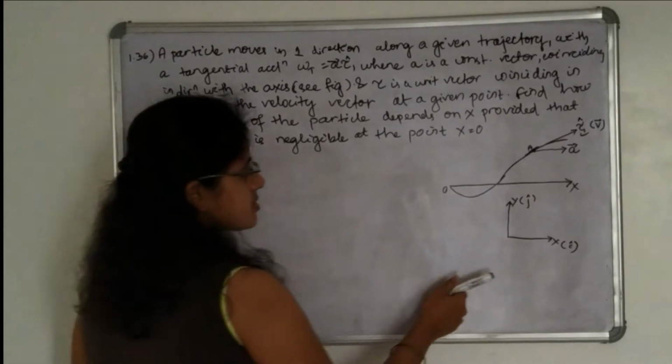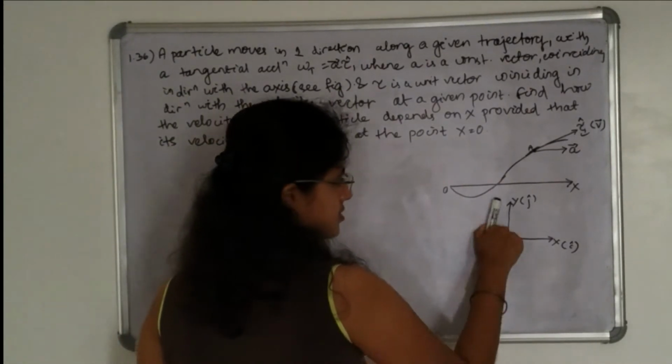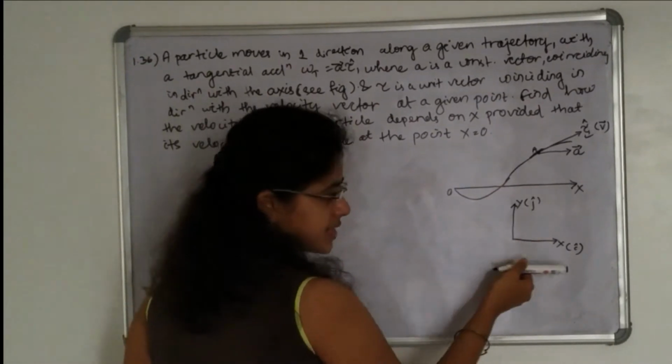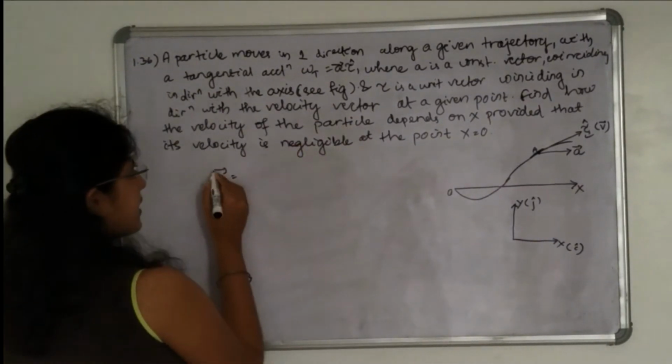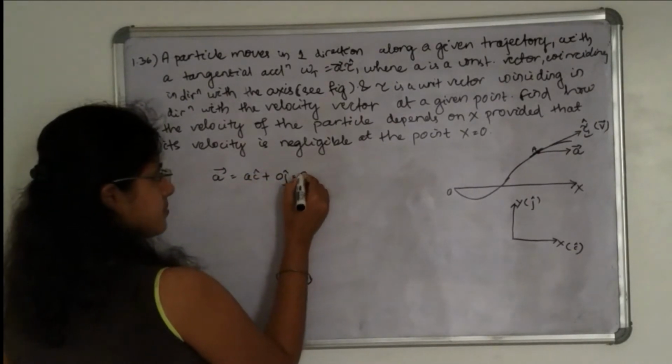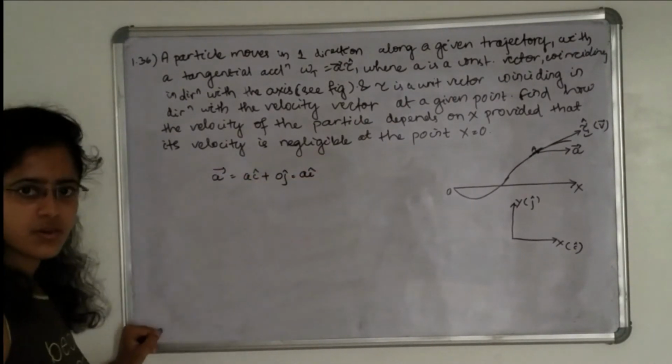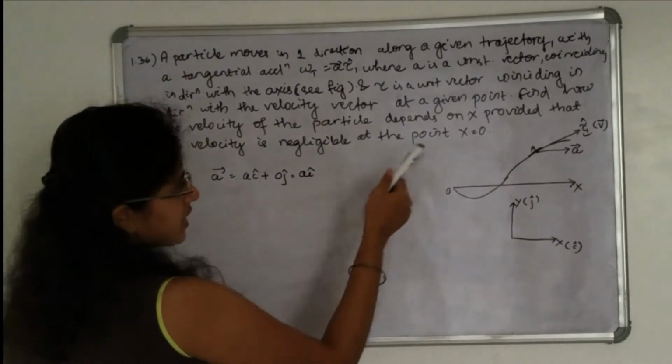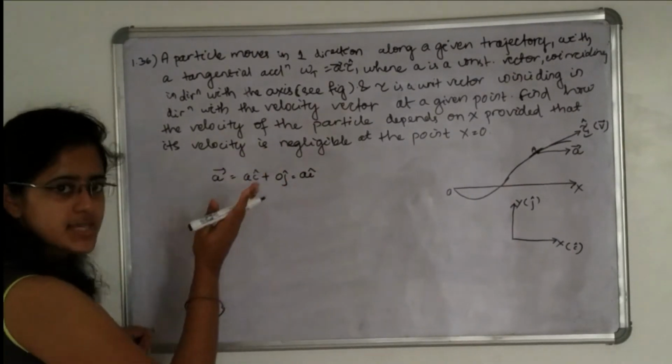So we are considering this as the i cap direction and this as the j cap direction. The a vector is heading in this direction. That means we can write the a vector as a i cap plus 0 j cap. Next, tau cap is the unit vector heading in this direction.